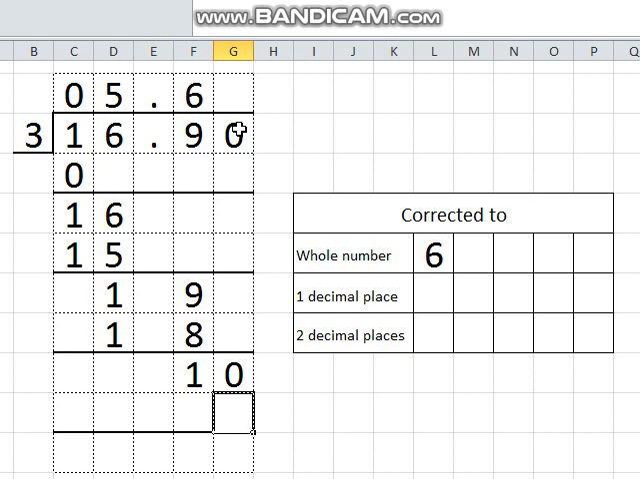So 10 divided by 3, the closest answer is 3. Then the result is 9. When you minus, you have 1. Okay, so you stop here when you want to correct to one decimal place. Check the last digit here, which is 3. When you round this to one decimal place, this becomes 5.6, because this 3 is less than 5. I do not have the space here, so I just move to the next example.